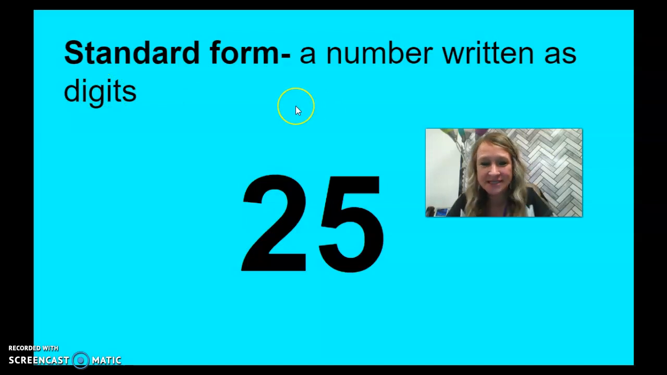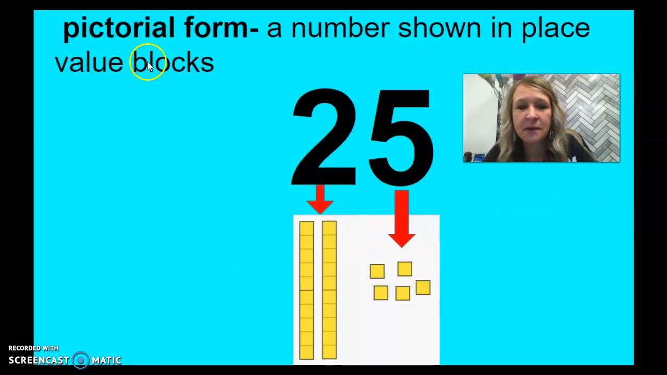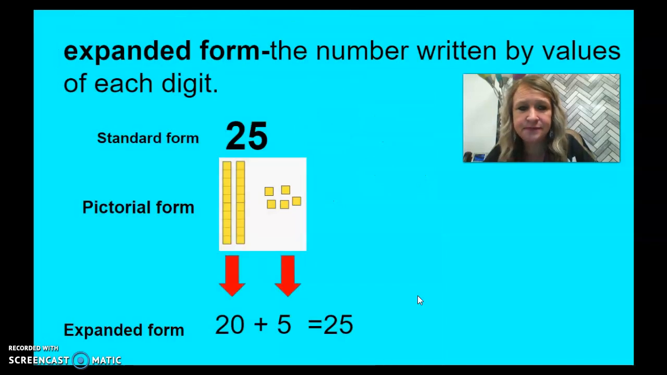Standard form. Say standard form. That is when a number is written as digits, like 25. Pictorial form. Say pictorial form. That is when a number is shown in place value blocks with the longs and the units. Expanded form. Say expanded form. That is when the number is written by values of each digit.